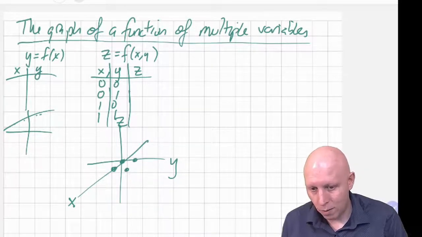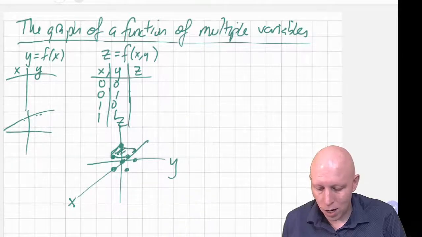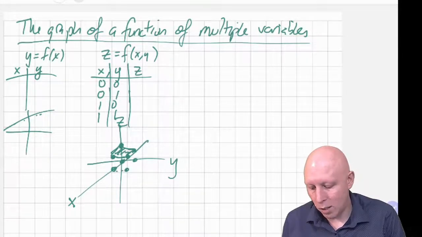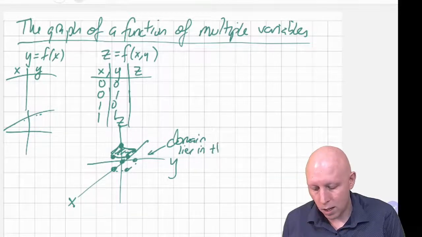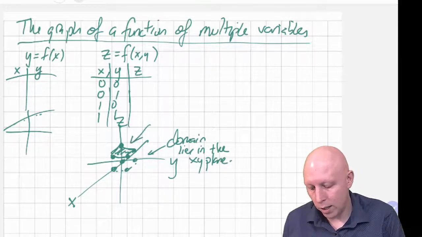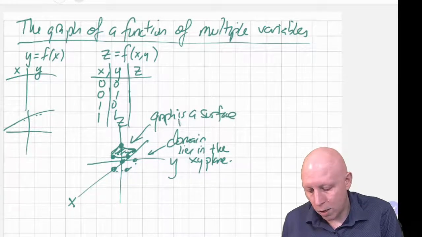So we figure out what the z values are, and we connect them, and we say, oh, this is now a surface that lies above the domain. So the domain lies in the xy plane, and the function, the graph, is a surface lying above the domain.